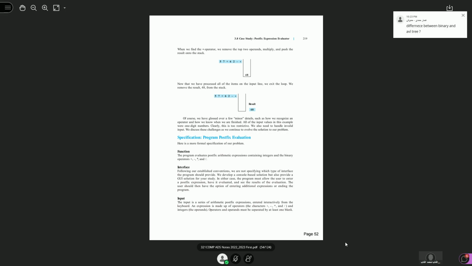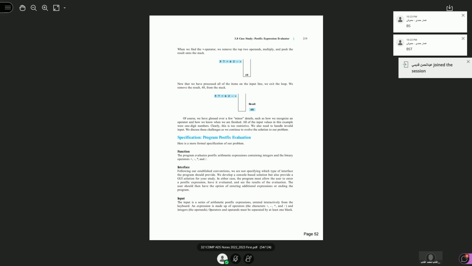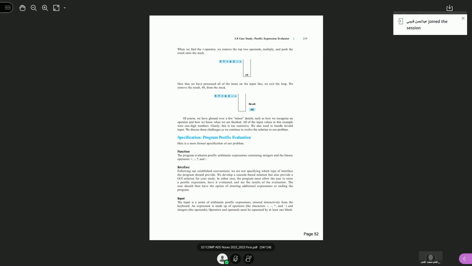I will go to it directly. Difference between binary and AVL tree. Good. I think you didn't ask the question directly. The question should be the difference between the binary search tree and AVL tree, or binary tree and AVL tree. What do you want to ask? BST. Yeah. Okay, no problem. I will give you the difference of everything.